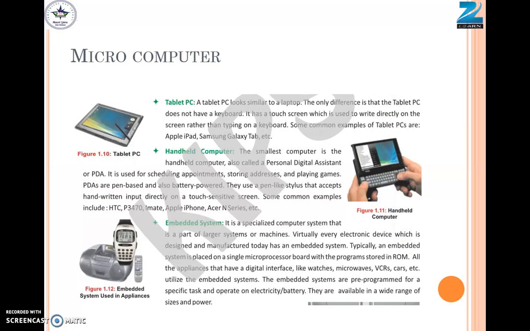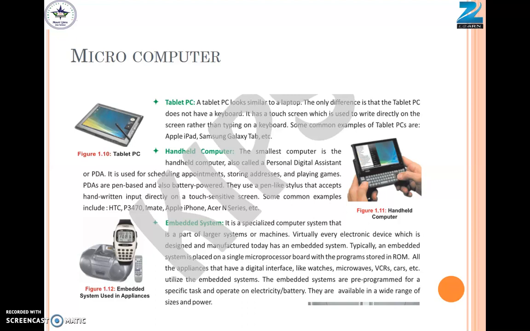Tablet PC, that is also nowadays very popular. A tablet PC looks similar to a laptop. The only difference is that the tablet PC does not have a keyboard. It has a touch screen which is used to write directly on the screen rather than typing on a keyboard. Some common examples of tablet PCs are Apple iPad, Samsung Galaxy Tab, etc. Nowadays many more companies are manufacturing it, so you can get it easily at a lower price also.